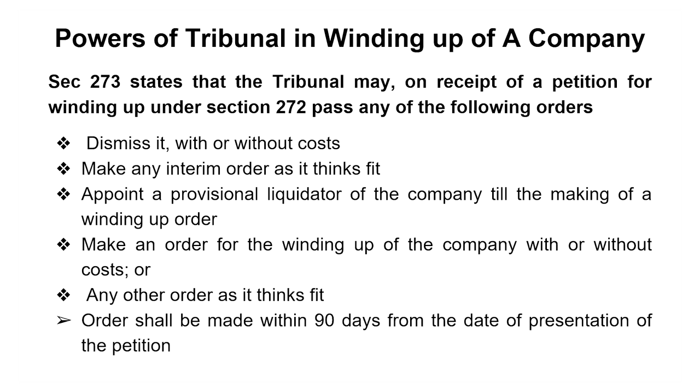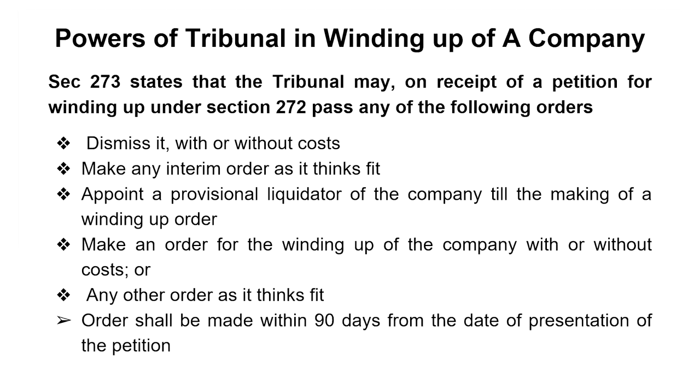Powers of the tribunal in winding up of a company. So, this is an important area: which type of powers are used by the tribunal. There is a huge list available, but out of this list we select some areas for your ready reckoner, for your knowledge point of view, for your immediate concern. First, the tribunal may dismiss the petition with or without cost, either imposing the cost or not. That is the first right available to the tribunal, courts or any authority. When they hear any petition, they may dismiss it if no substantial question is found in it.